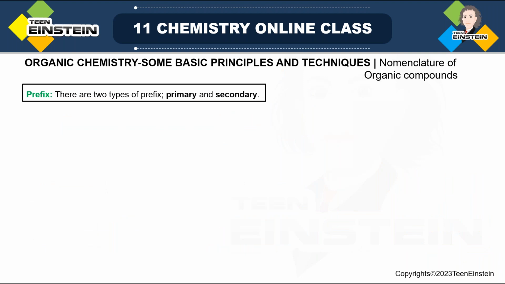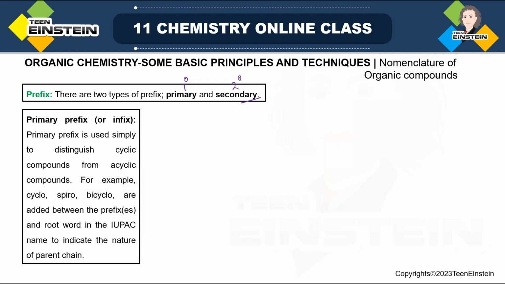Now come to prefix. Though some terms we have already seen when the groups are used as secondary or subordinate. Now under prefix also there are 2 types, primary and secondary. Though the secondary will be mostly used, primary is used only in some special cases where it is a cyclo or ring compound. So primary prefix, sometimes it is also known by these terms. So this is used simply to distinguish cyclic compounds from acyclic compounds.